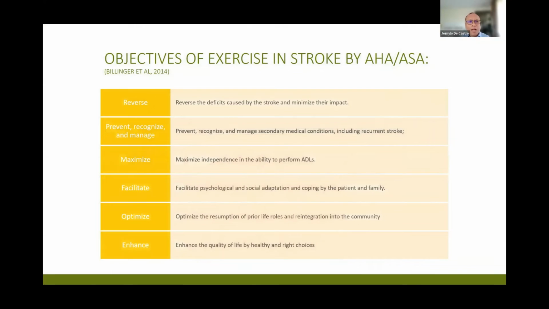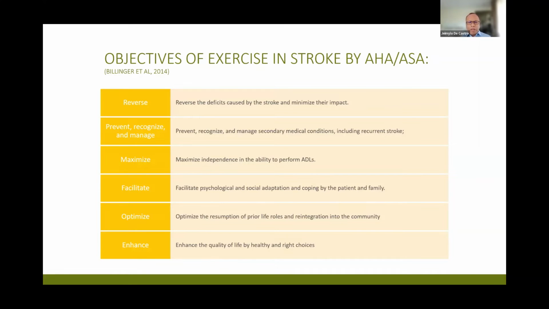So what do you do? The objectives of exercise and stroke, as established by the American Heart and American Stroke Association, number one is to reverse the deficits caused by the stroke and minimize your impact. Can you actually reverse it with the modern technology? Yes. And prevent, recognize, manage secondary medical conditions, including recurrent stroke. Of course, a lot of times the patient would have a stroke, and they are also fearful about having another stroke. And of course, number three is maximize independence in the ability to perform ADLs.